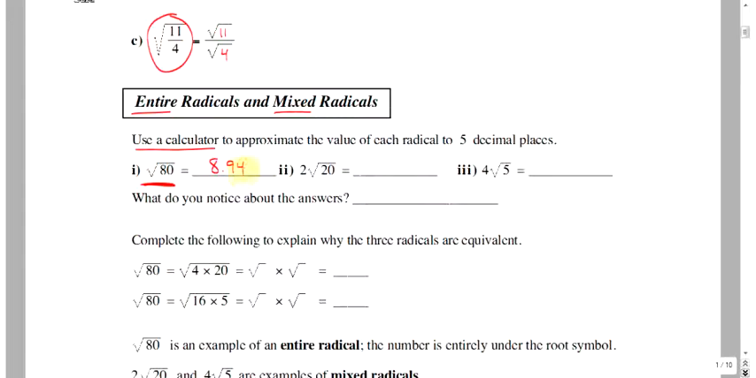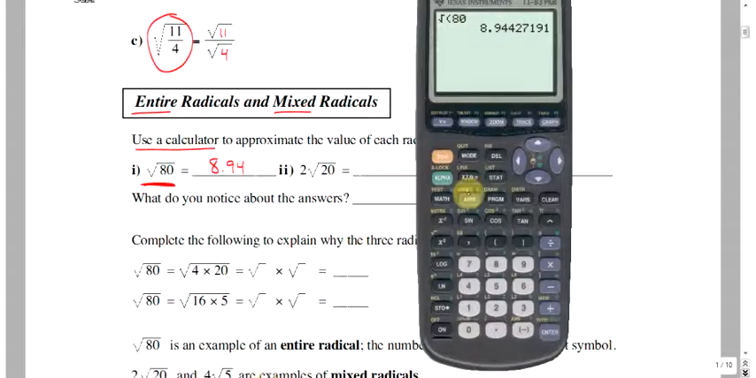All right, everybody okay with that? 2 root 20. If you have a good calculator, that's all you have to do. If you have a bad one, you have to go 20 square root equals times 2. Okay? But we should all get the same decimal.